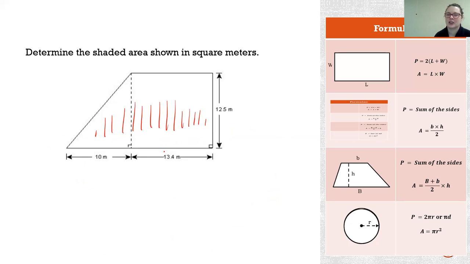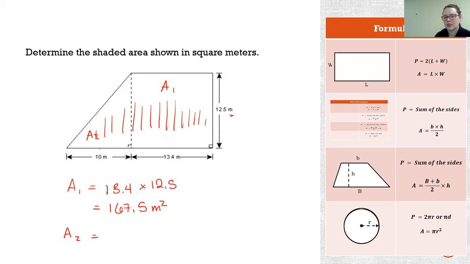Okay, what's the entire area? So in order to do this one, we have to recognize our shapes. So area 1 is a rectangle, area 2 is a triangle. So area 1 is a rectangle. It has a length of 13.4 times a width of 12.5. Putting those two numbers together, we get 167.5 meters squared. Meters in, meters squared is what gets out.